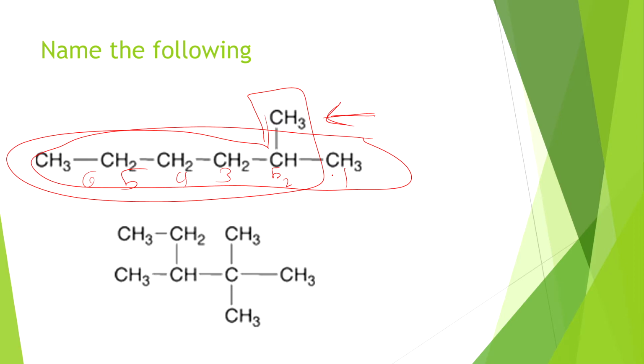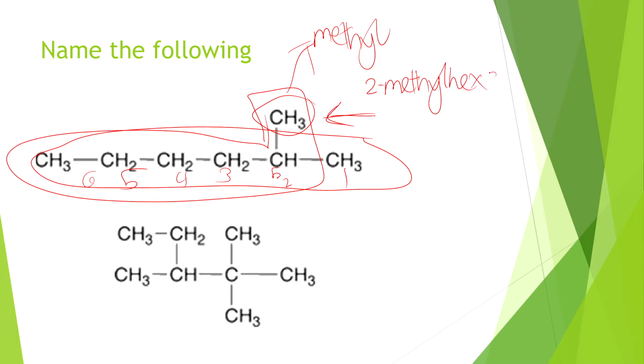Then, now let's name this thing. Well, we can see that this side branch over here is a methyl group, and it's connected to carbon number 2. So it would be 2-methylhexane. Got it? And now let's move on to the more complex one.